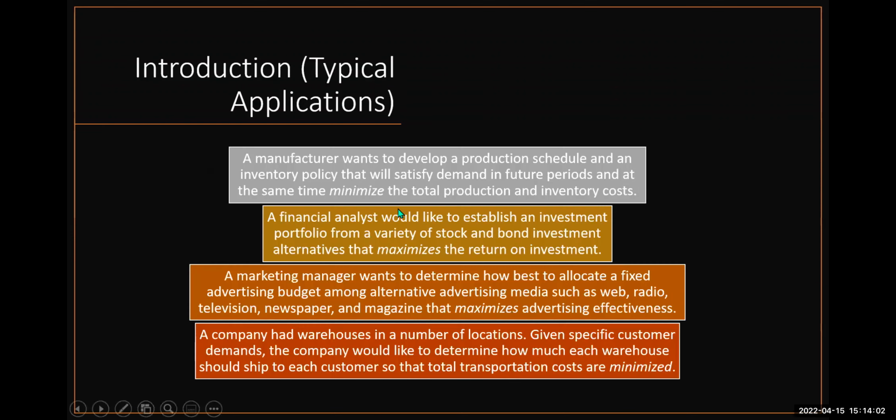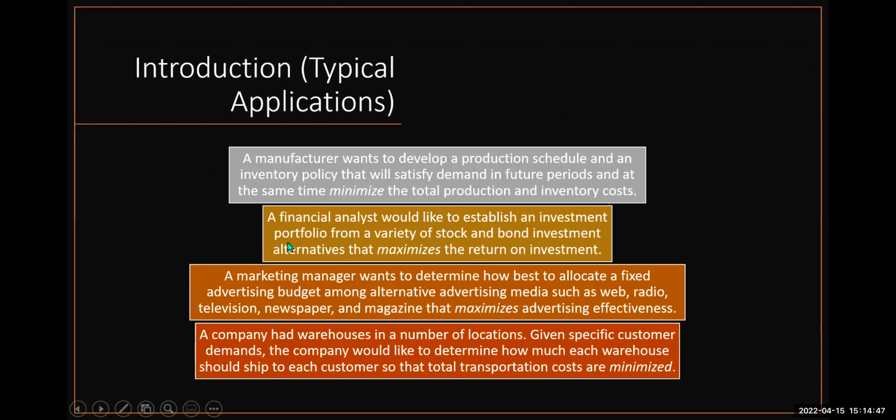This is just a sample of applications that use linear optimization. A manufacturer wants to develop a production schedule and inventory policy that will satisfy demand in future periods and, at the same time, minimize the total production and inventory cost. So you want to make a schedule. You have a few workers and a few machines, so you want to maximize the use of workers. You want to make sure you fully use your workers or machines.